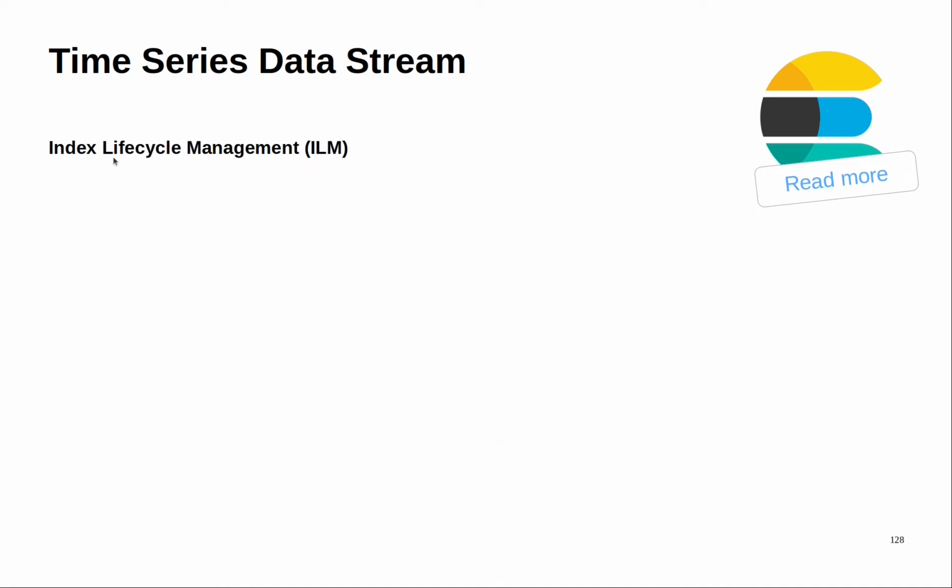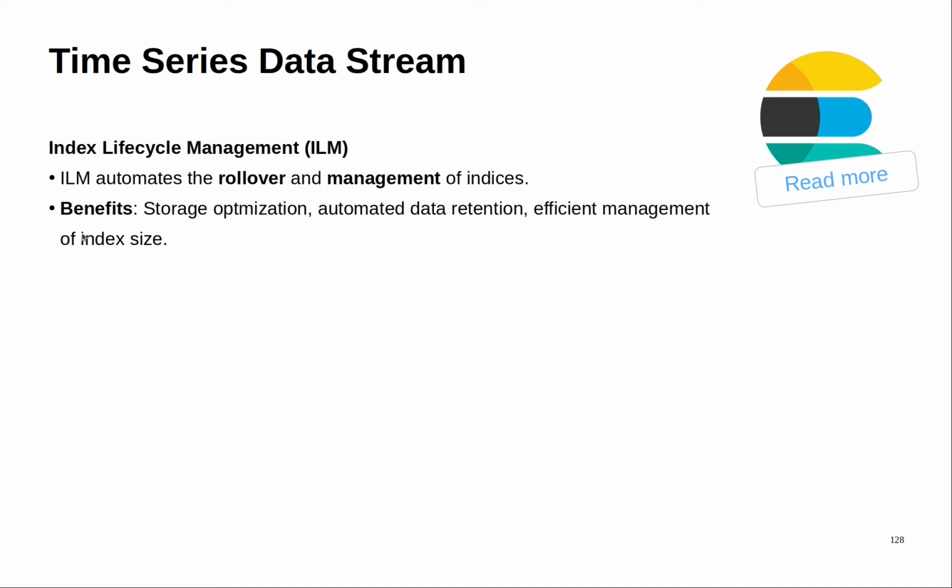Now let's talk about index lifecycle management. ILM automates index rollover and data management. It offers many benefits like storage optimization, efficient management of index size, and automated data retention. An ILM policy has 4 phases.